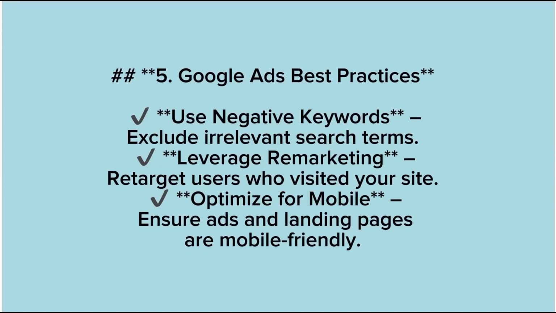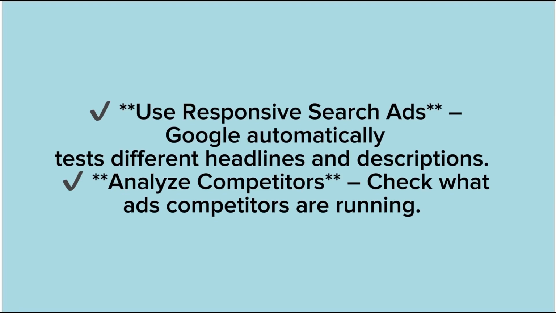5. Google Ads best practices. Use negative keywords. Exclude irrelevant search terms. Leverage remarketing. Retarget users who visited your site. Optimize for mobile. Ensure ads and landing pages are mobile friendly. Use responsive search ads. Google automatically tests different headlines and descriptions. Analyze competitors. Check what ads competitors are running.